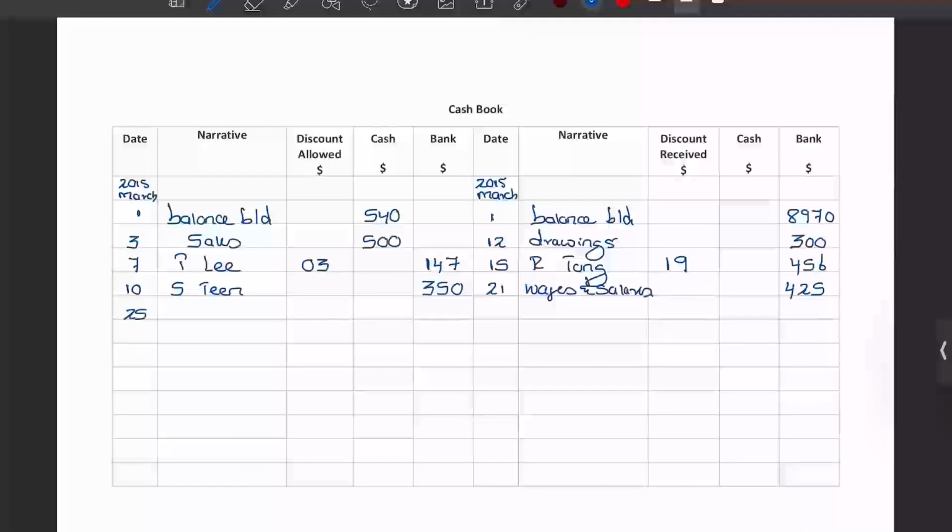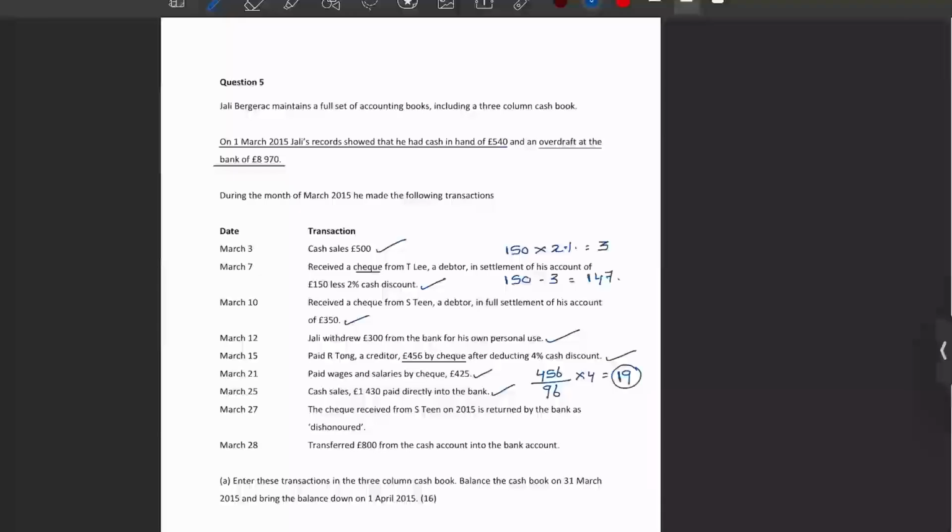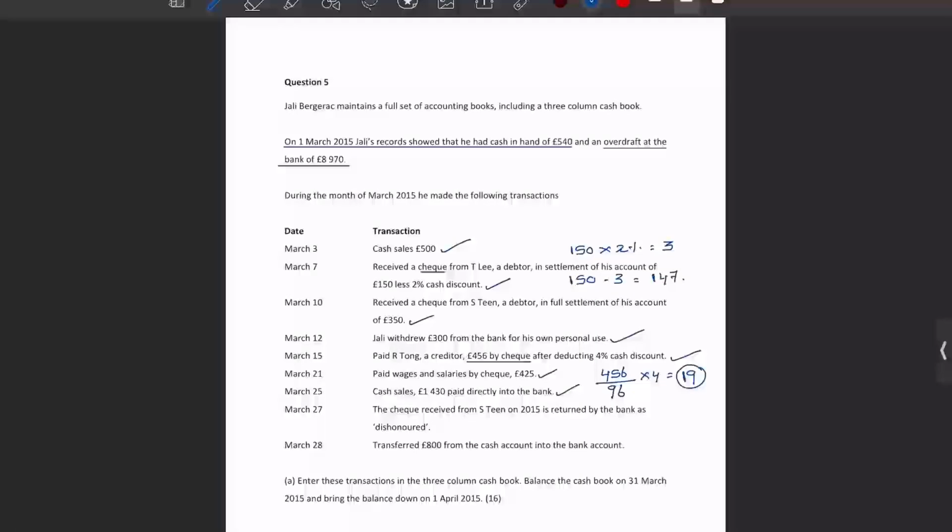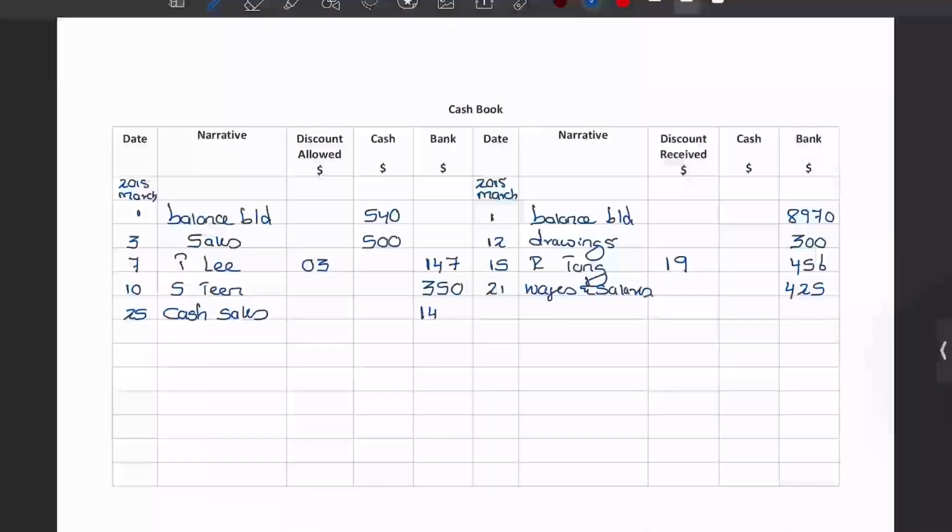Right? It's saying cash sales because it's paid directly into the bank account. No? It won't affect your cash because you are not putting it into the cash account. You got the money without putting it into the cash account directly. You go and put it into the bank account. Money in the bank will increase by 1430. So you can enter 1430 here. Okay, that is also March 25th. Okay, money in the bank is increasing.